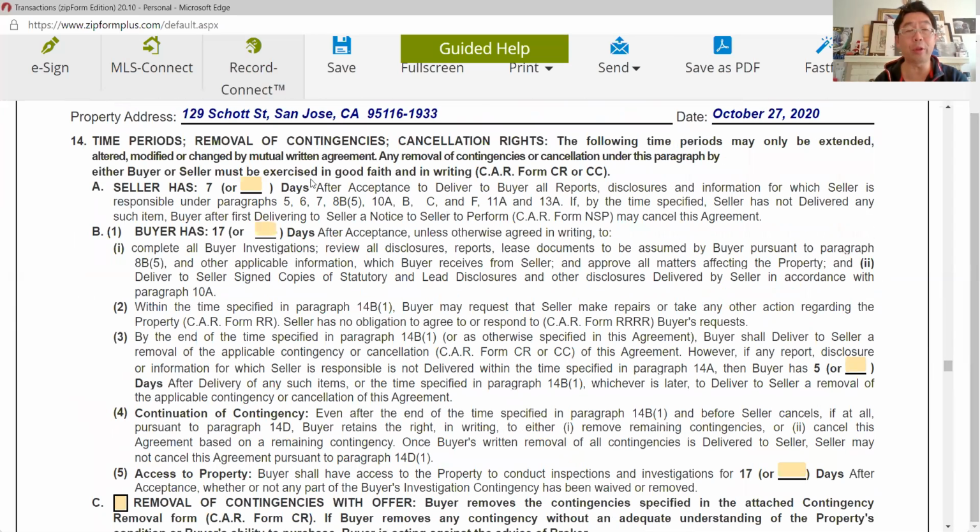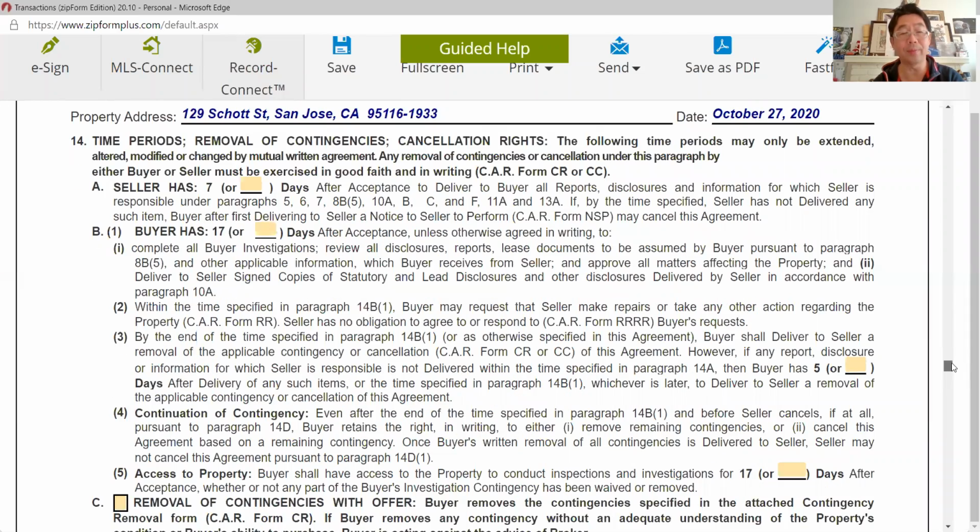The time periods to remove contingencies, remember we talked about them: 17 days for the appraisal, and 21 days for the loan. There are 7 days for sellers to give you the disclosures and reports. We already have those, so we don't need to worry about the 7 days. But we have 17 days to investigate and ask them to repair this and that. As soon as we get acceptance, that day starts ticking. That's the day we need to be more concerned and careful about.